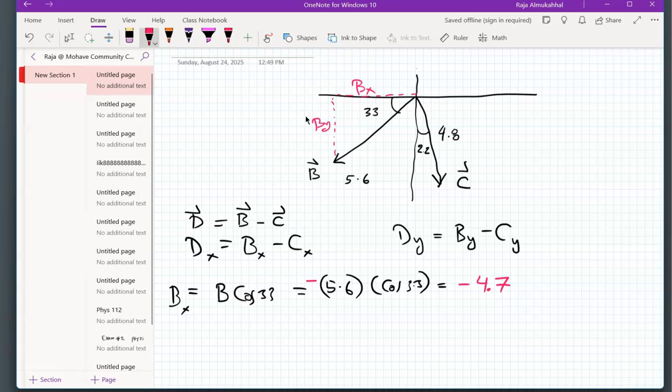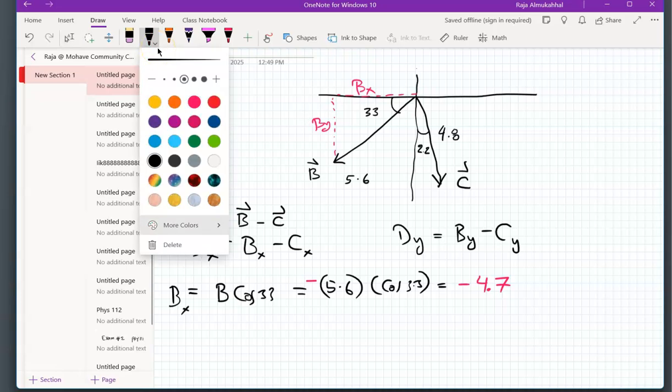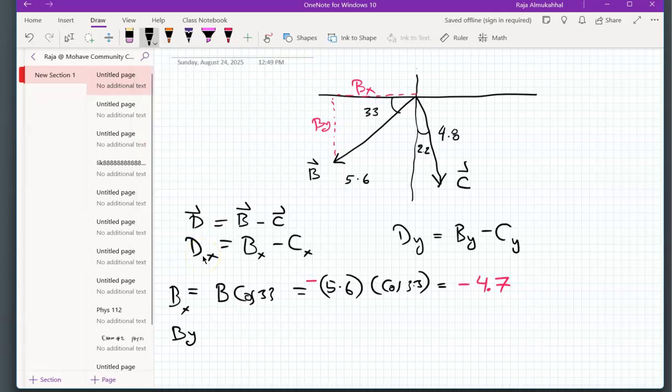Okay, now let me change the color. And now we have B sub y. Again, B sub y is also negative, as you can see. So let me put a negative here. I forgot to mention that. So that's going to be negative B sine 33, and that will give me negative 5.6 times sine 33. Let me use my calculator. Sine 33 is equal to 0.545, and then when I calculate that, I will end up with negative 3. Okay, so there we go.